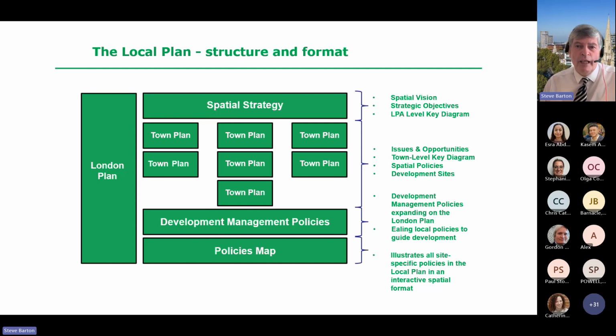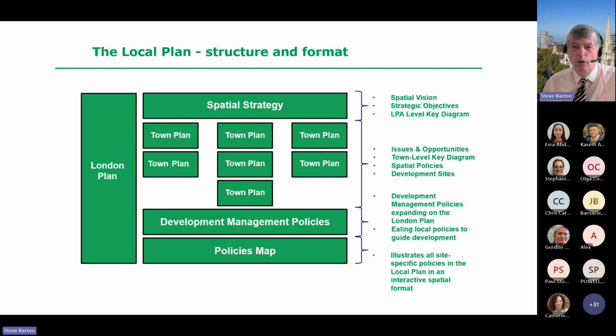Chapter 4 is very much the meat of the plan, if you like, and is our collection of the 7 town plans for each of the neighbourhoods that make up the borough. And these town plans contain an analysis of those issues and opportunities that face each town and set out a spatial vision and strategy for each of the towns. And they also have appended to each of them a set of development sites, which I'll say a bit more about in a moment.